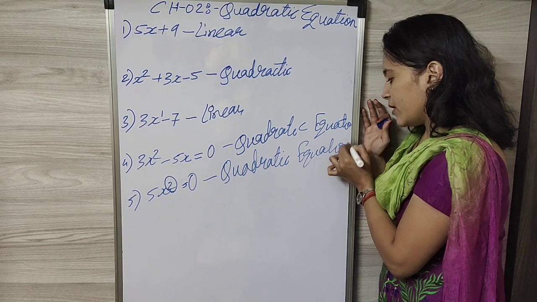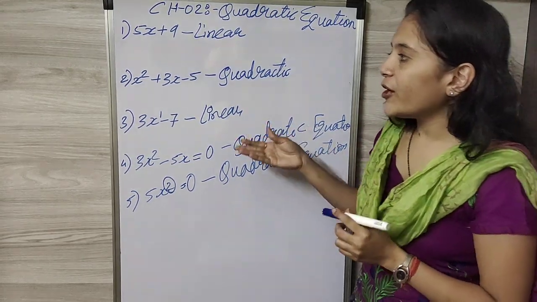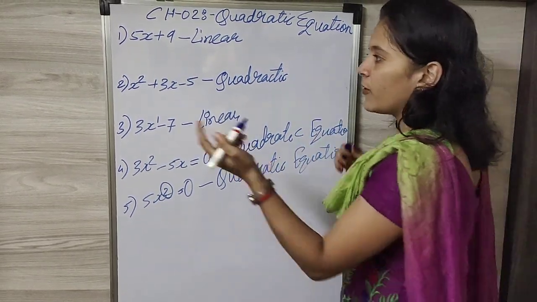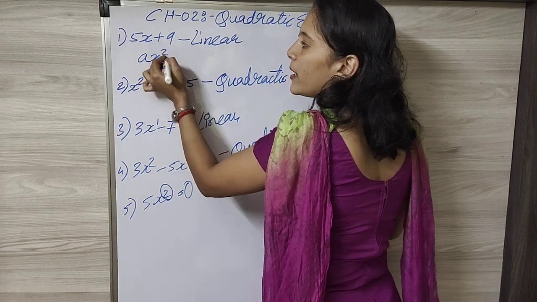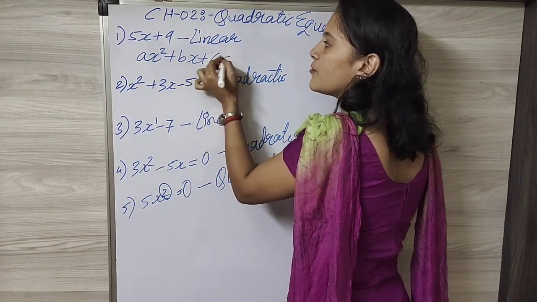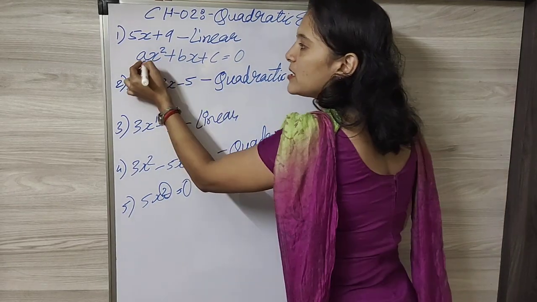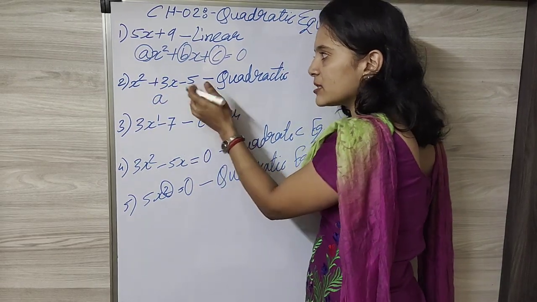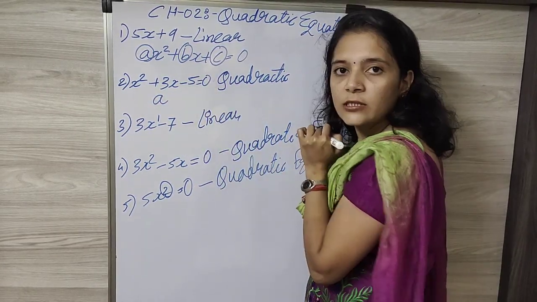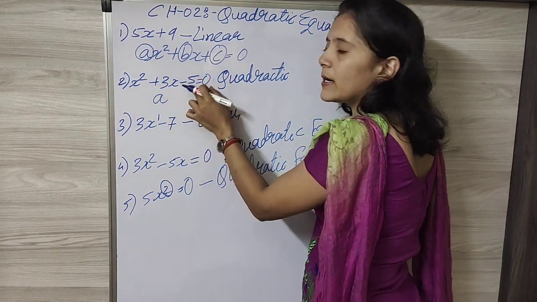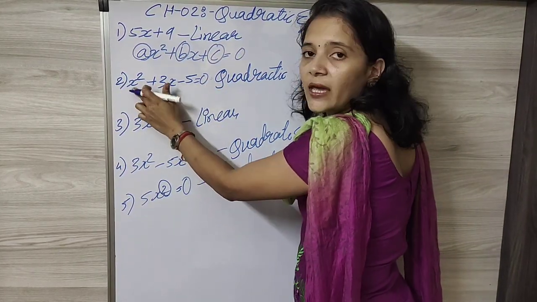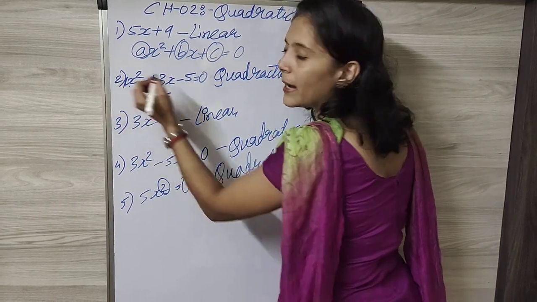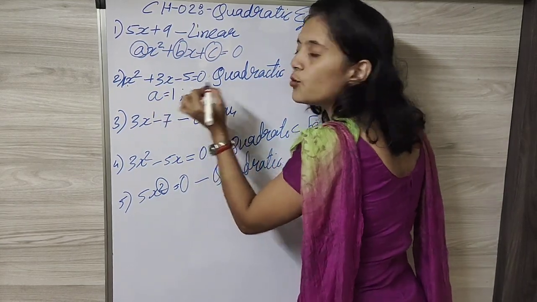See here, if the question asks to identify the values of a, b and c in the quadratic equation, how will you identify? What is our standard form? ax square plus bx plus c equals to 0. In the place of that, we find the values of a, b and c. Suppose I am taking this question: x square plus 3x minus 5 equals to 0. What is the value of a in this term? That is this one, ax square. I don't have any coefficient, so I am going to replace it by 1. So a equals 1.